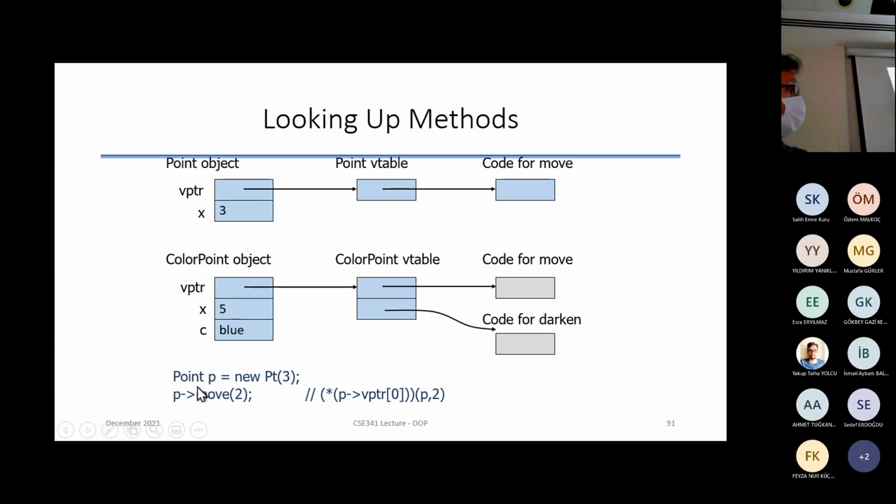Move, in the case of point or color point, is always going to be at the first entry here, V point V0. So I can list them, and the compiler can list them. Okay, I have 1, 2, 3, 4, 5 functions, and I know where they are. There is a table that keeps the function pointers, and I access it such that the first function is the 0th entry, the second function is the first entry, and so forth.